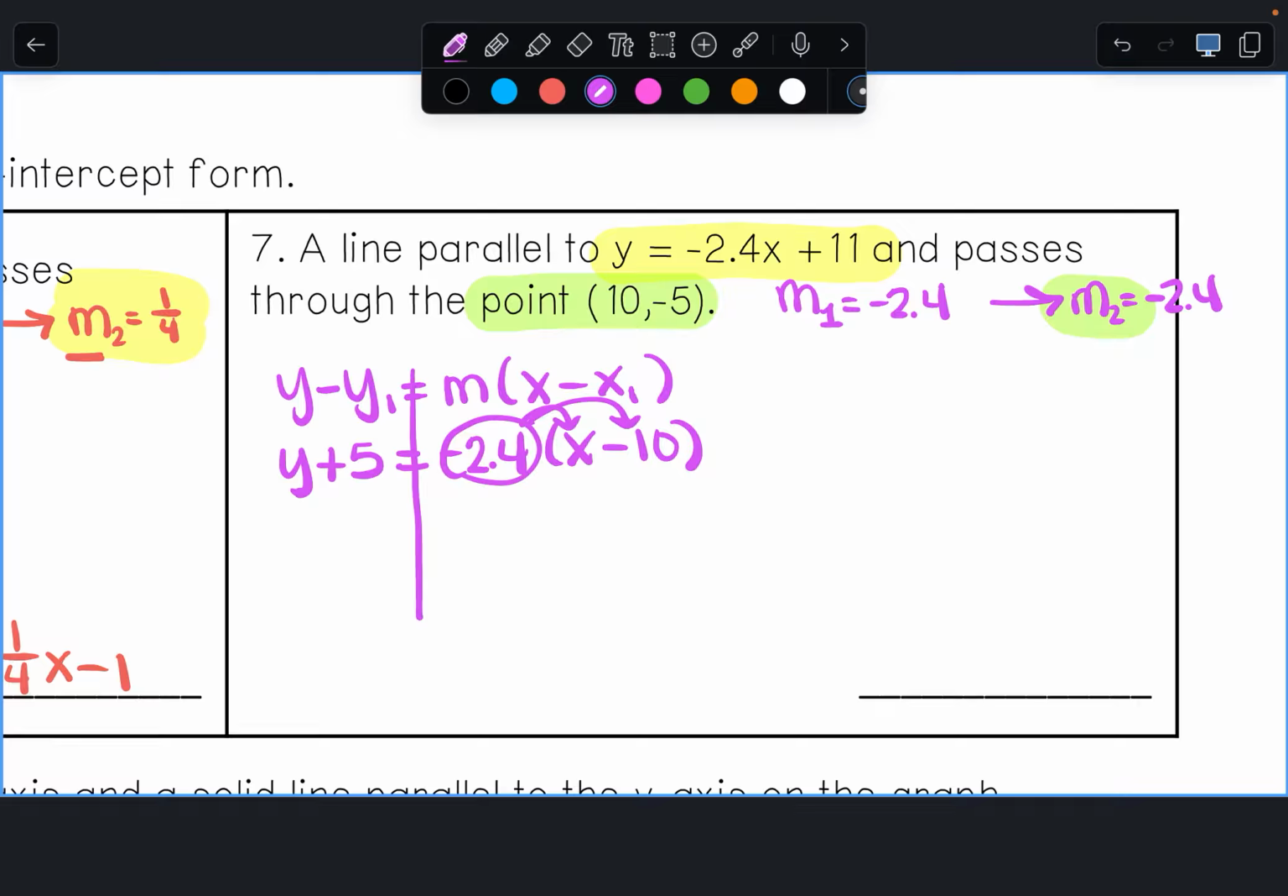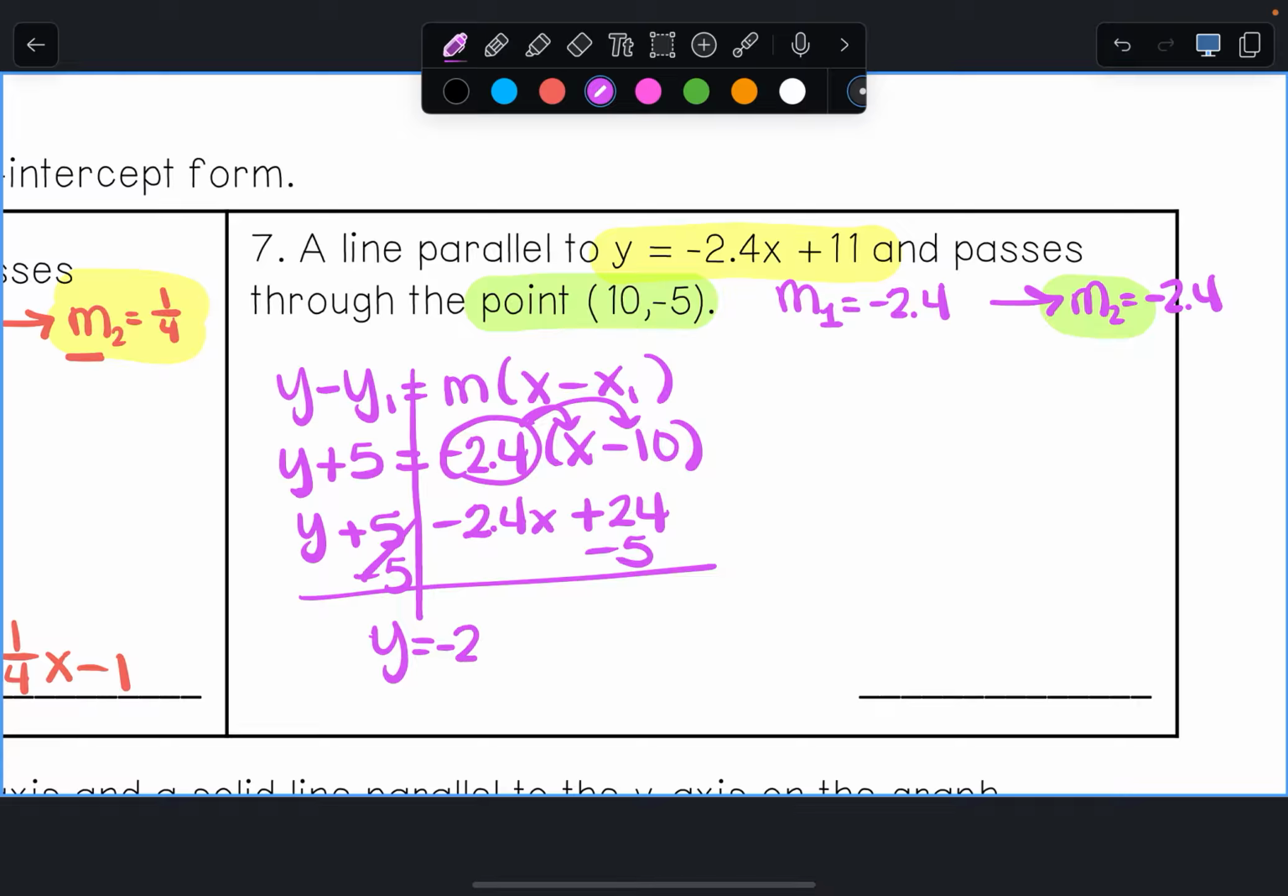First thing, we distribute. We have to multiply negative 2.4 times negative 10, which you should probably be able to do in your head, but anyway. You get 24. Bring down the y plus 5. The second step is to do what? Subtract the 5. So you get y equals negative 2.4x plus 19. That is your equation in slope-intercept form.